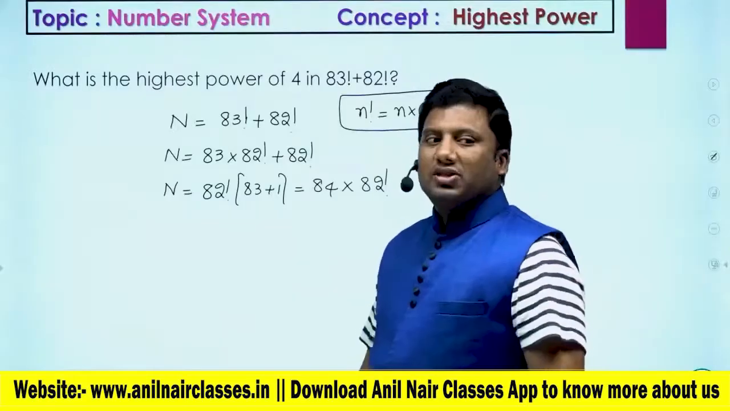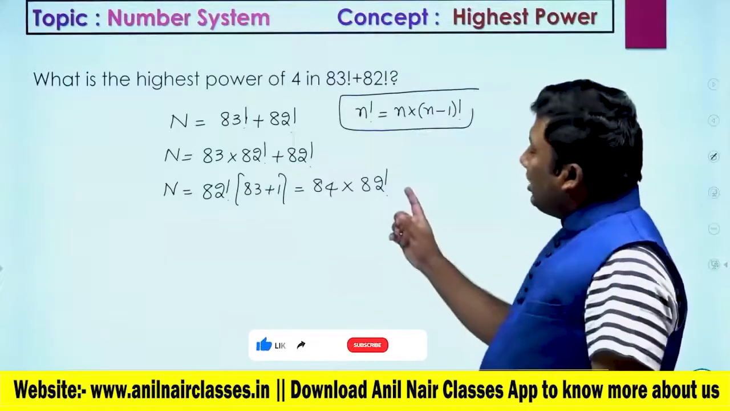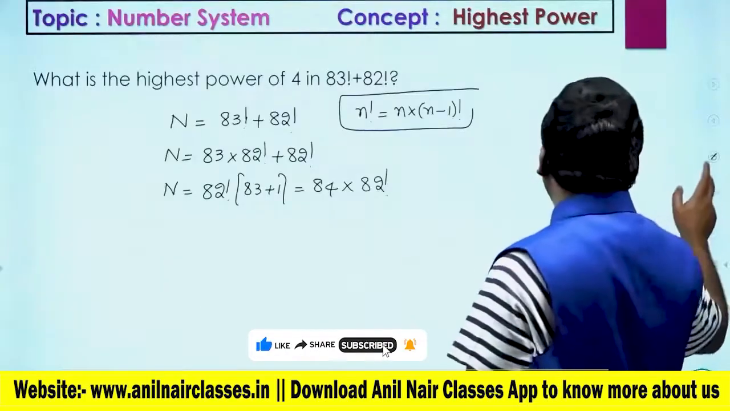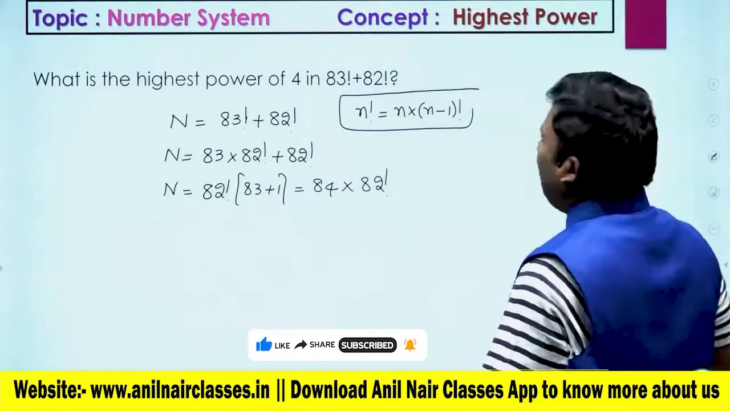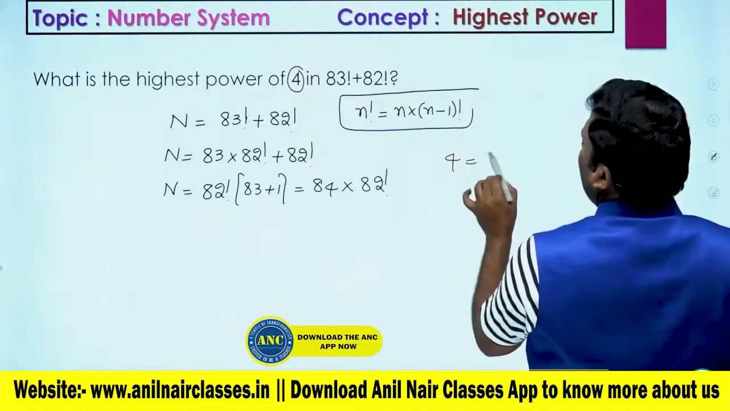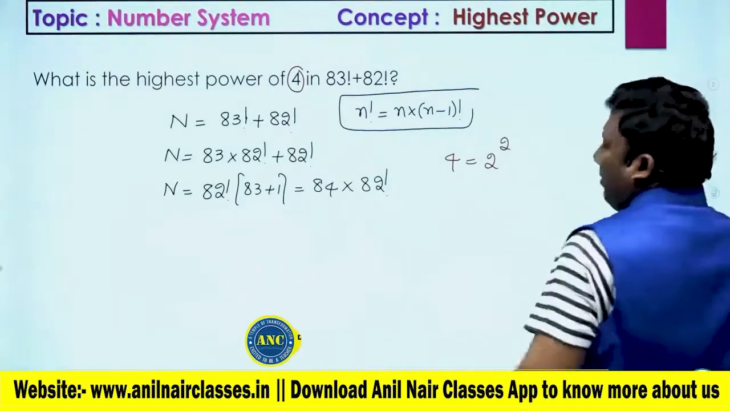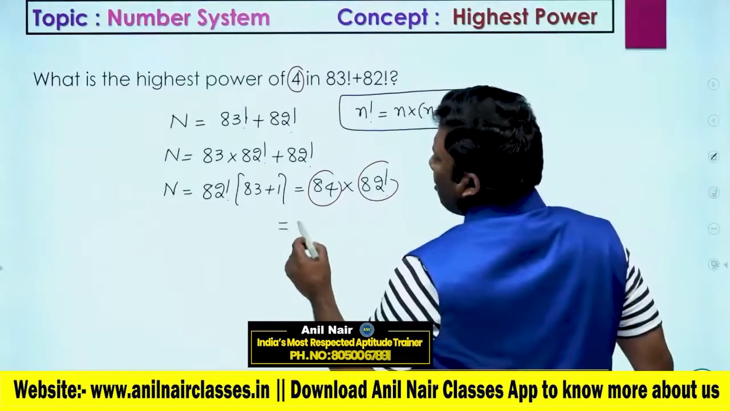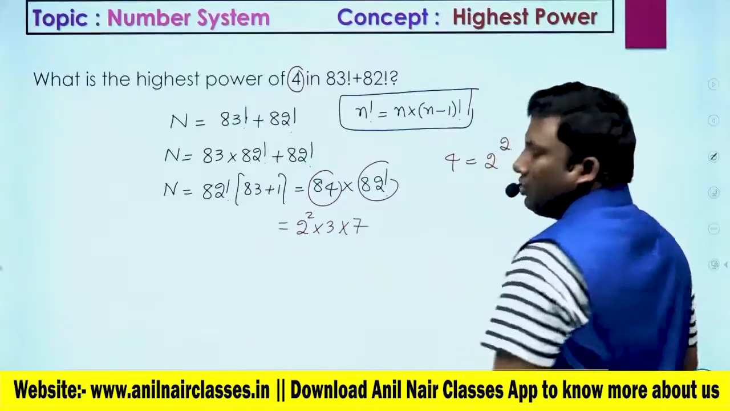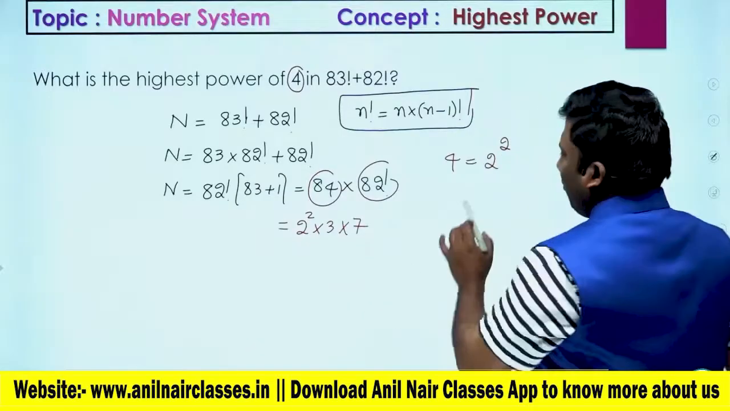83 factorial plus 82 factorial is equated with 84 into 82 factorial. Now, I want the highest power of 4. 4 is a composite number. Write it as a power of prime. 84 is 2 square into 3 into 7. 4 3s are 12, 12 7s are 84.